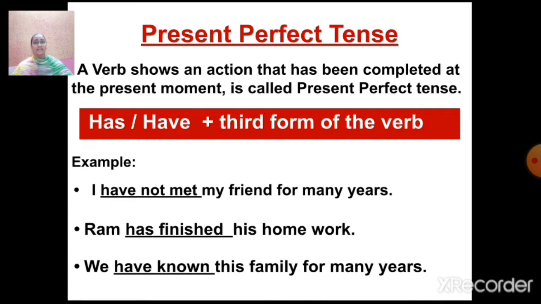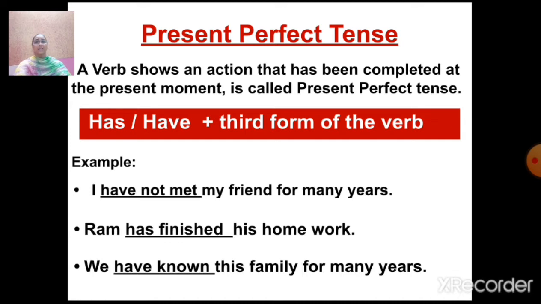Now let us understand this with the help of an example. I have not met my friend for many years. Now in this sentence it means that in the past also I have not met my friend and at the present moment also I have not met my friend. So it is a continued action. Now here since I is first person singular number, so we write have.